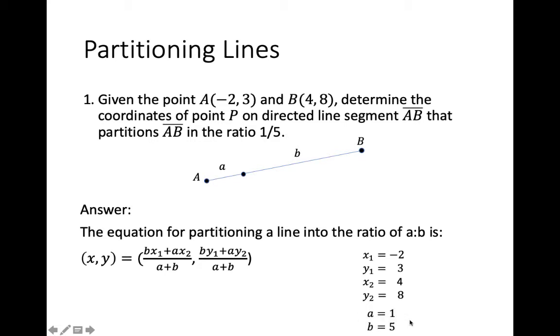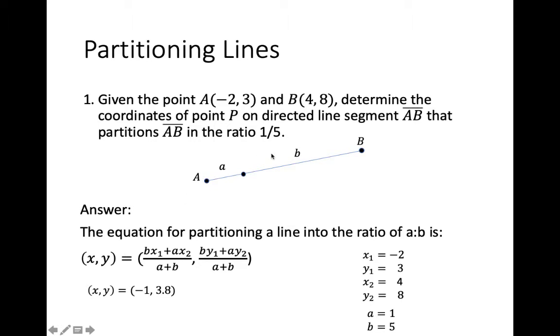And that's also the same as saying that as far as our ratio is concerned, a is 1 and b is 5. That's not necessarily what these lengths will actually be, but the ratio will be 1 to 5, and we can use these values in the equation. Simply plug in the values. When you plug it in and simplify, you'll get to the point where you have (-1, 3.8). That is the correct answer.